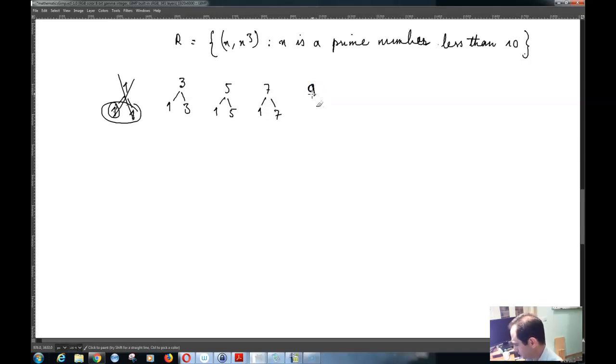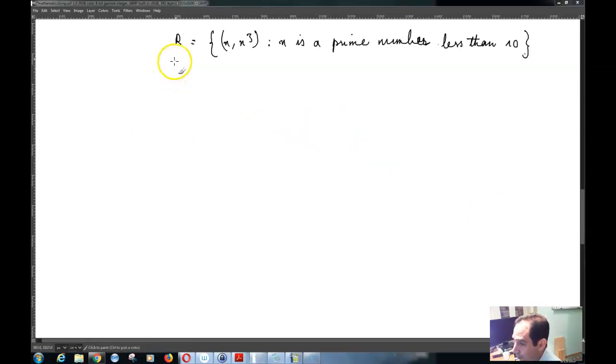3, 5, 7, and of course 9 is not a prime number. 9 is a composite number. For example, you can write it as 3 times 3. So the prime numbers less than 10 would be 3, 5, and 7.